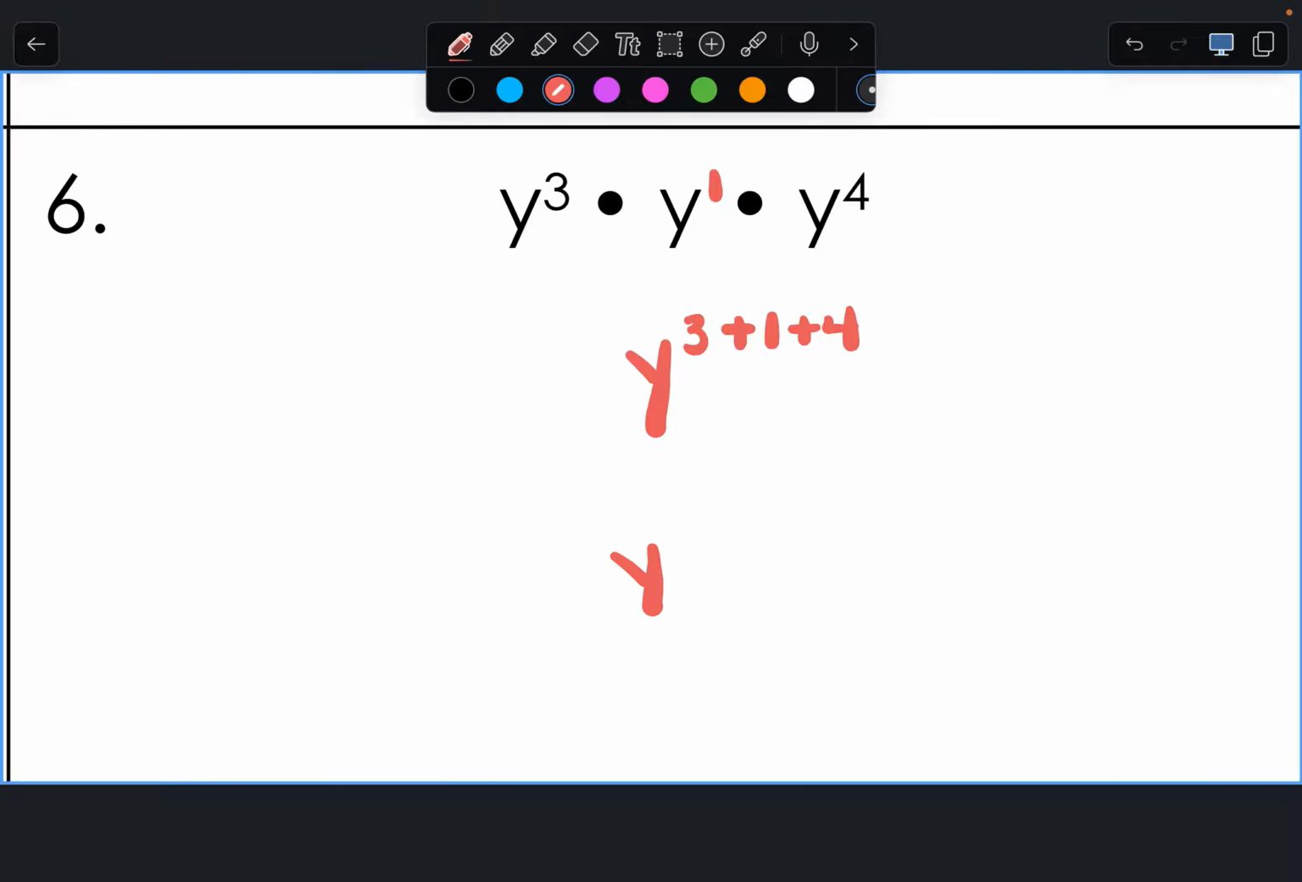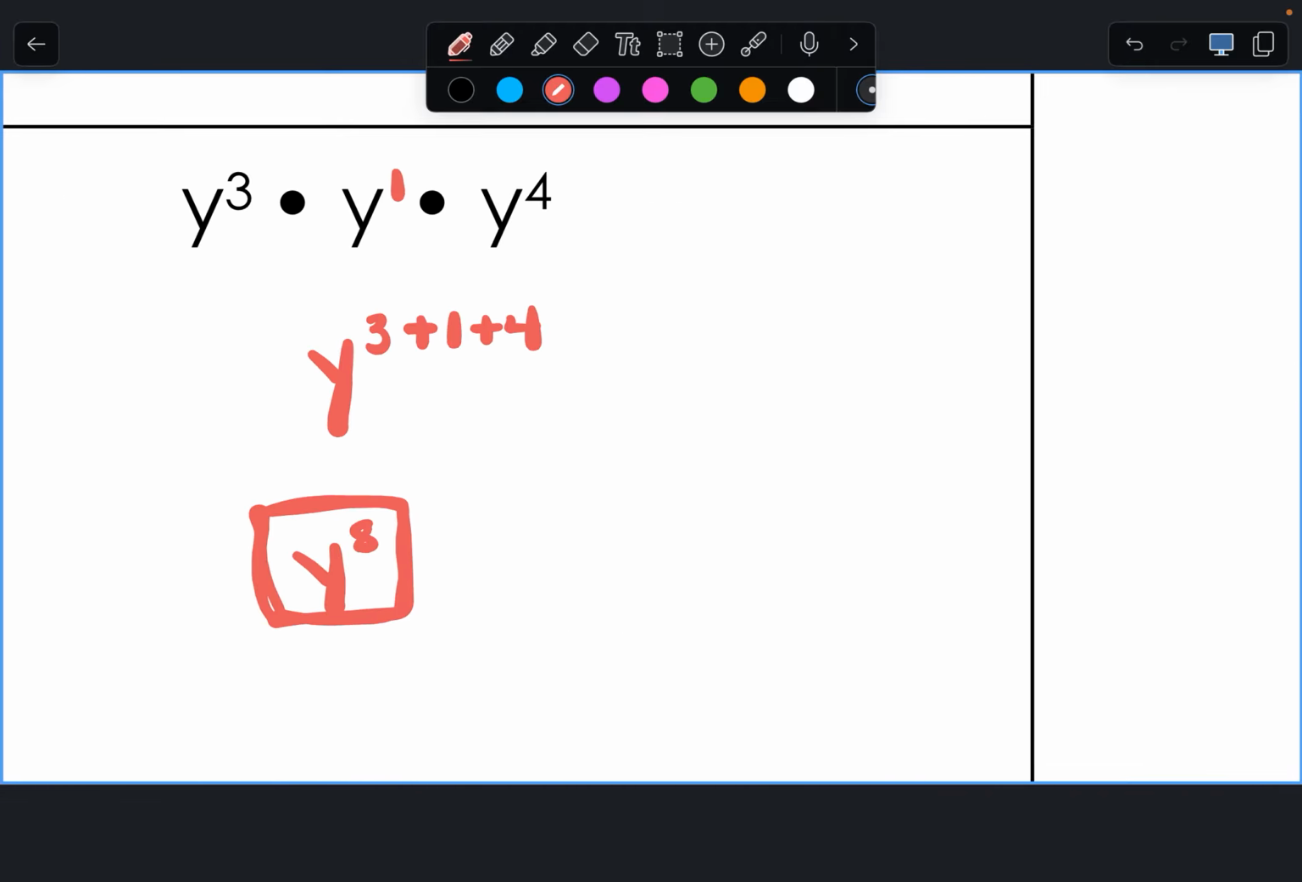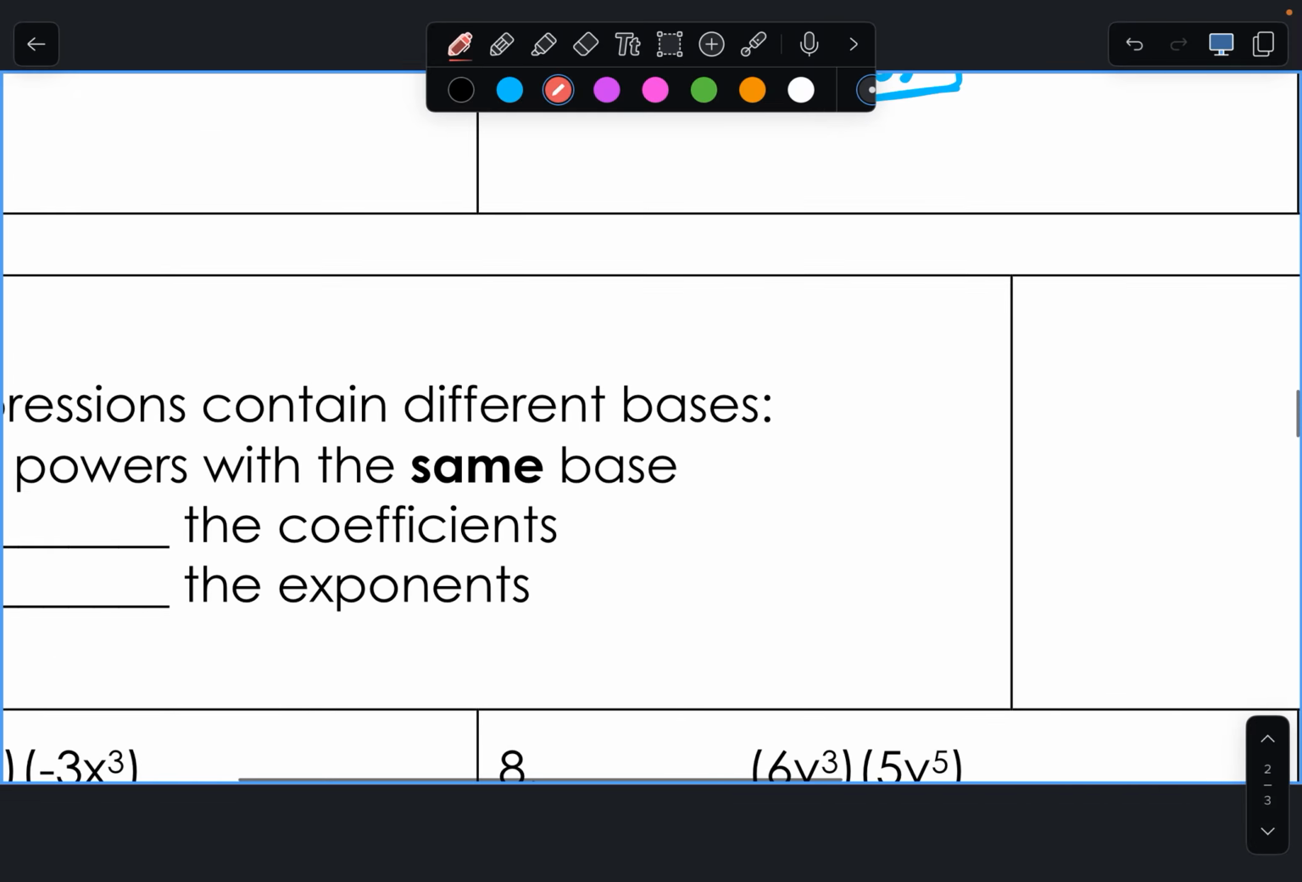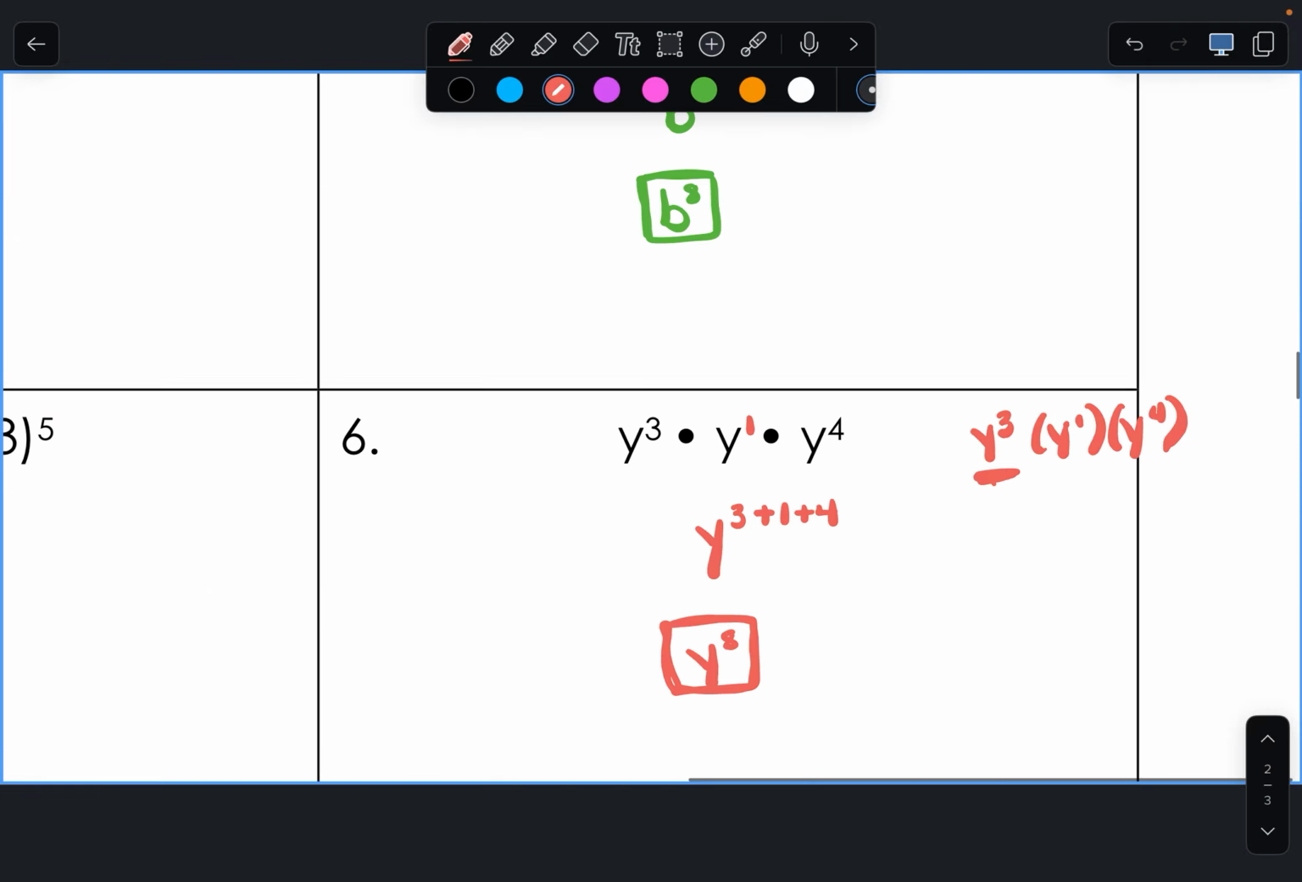Ready? Number 7. We have different bases, so create groups. I'm going to create a group for my coefficients, which are 2 and negative 3. 2 times negative 3 is? -6. I did have somebody ask, well, those are in parentheses. Should we leave them in parentheses? You can. 2 times negative 3, and it's still going to give you -6. I should have written it that way to begin with.